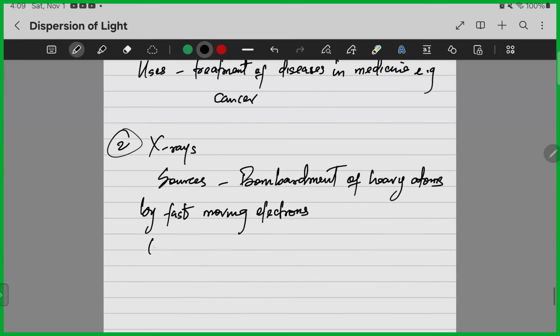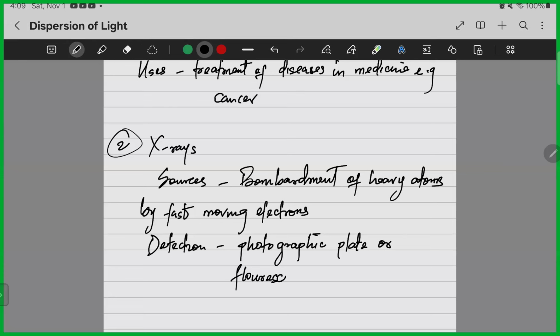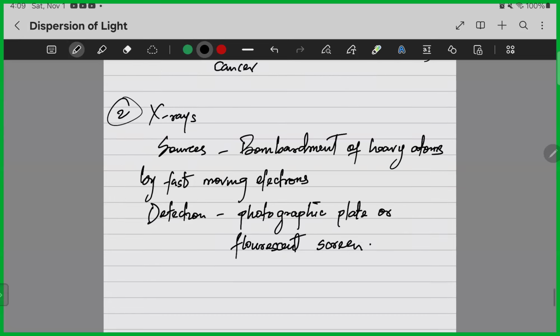The detection, how do you detect it? Use photographic plate or fluorescent screen. Take note of that.